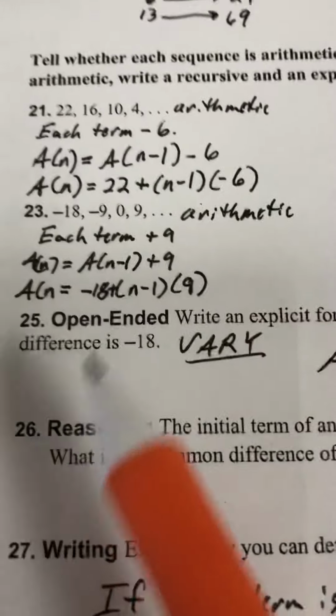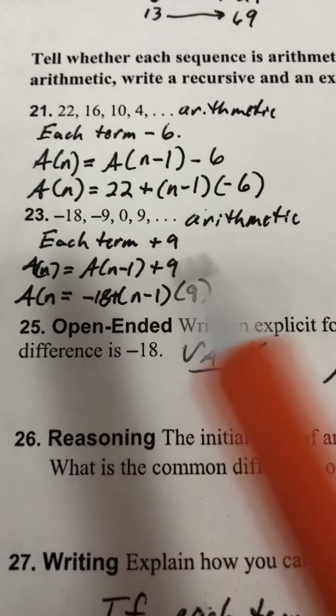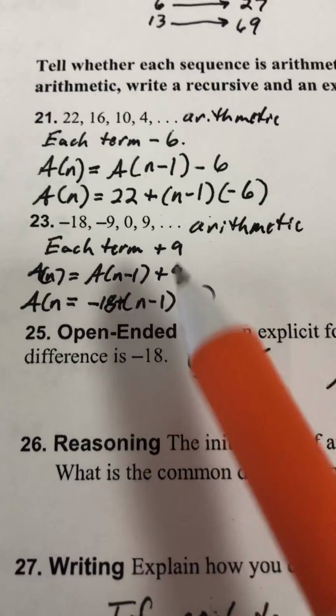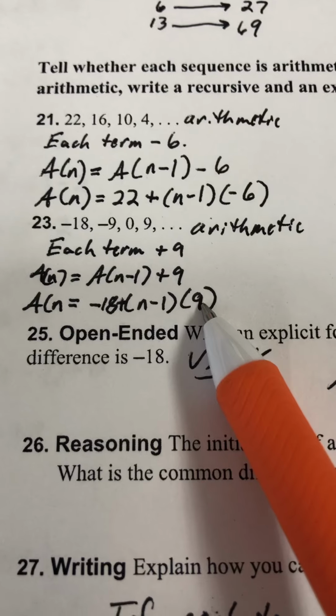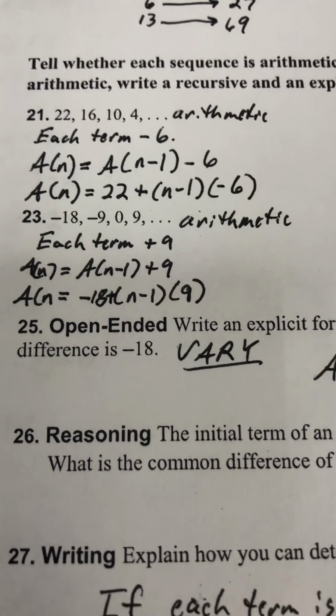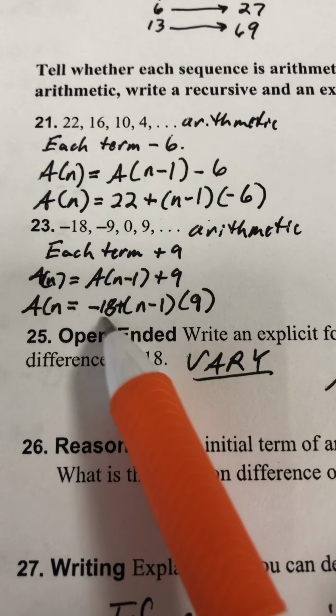All right. Here's your answer for number 23. Check it out. Notice that it's plus 9 each time. That's why I have a plus 9 back here, and I have it times just a regular old 9. Okay, and I started with my explicit, my negative 18, the term that I first started with.